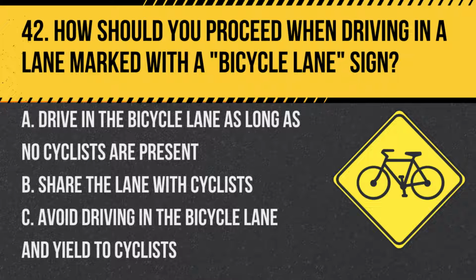Question 42. How should you proceed when driving in a lane marked with a bicycle lane sign? A. Drive in the bicycle lane as long as no cyclists are present. B. Share the lane with cyclists. C. Avoid driving in the bicycle lane and yield to cyclists. Answer: C. Avoid driving in the bicycle lane and yield to cyclists. The bicycle lane is primarily for cyclists, and drivers should not use it except when necessary to turn.